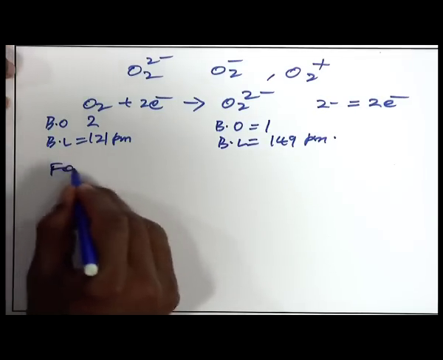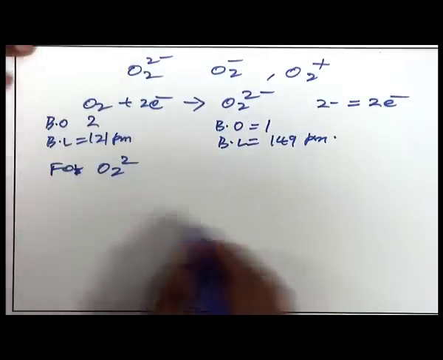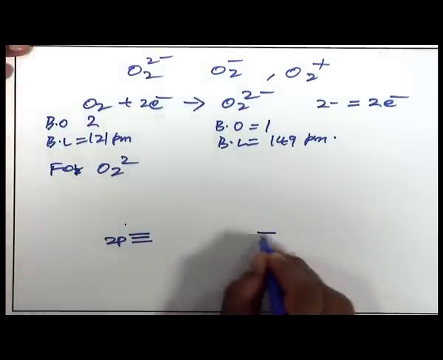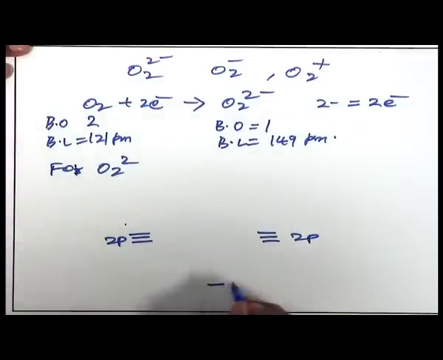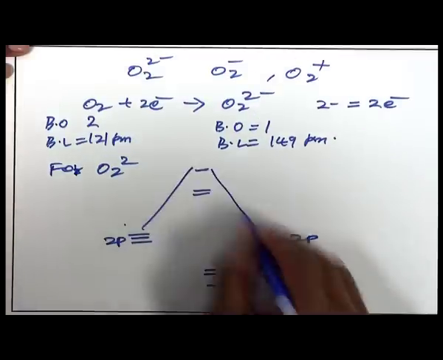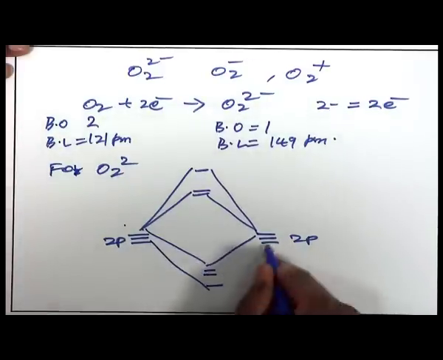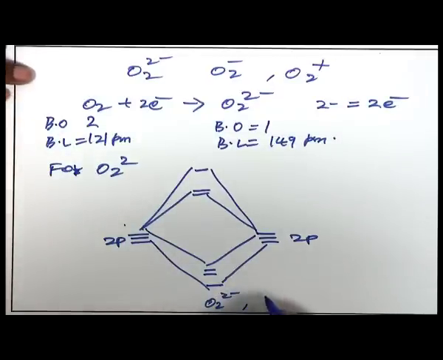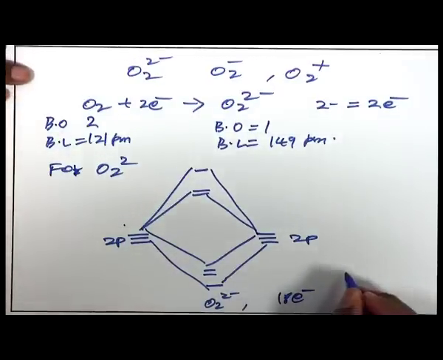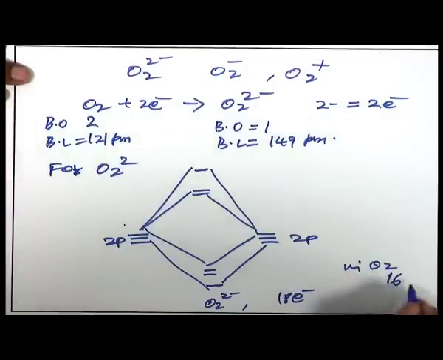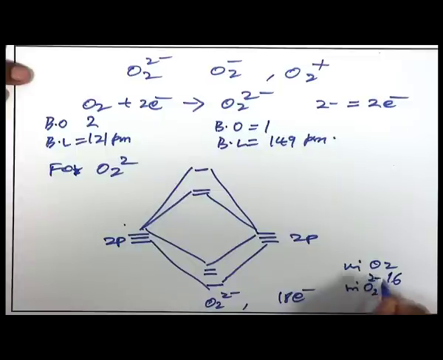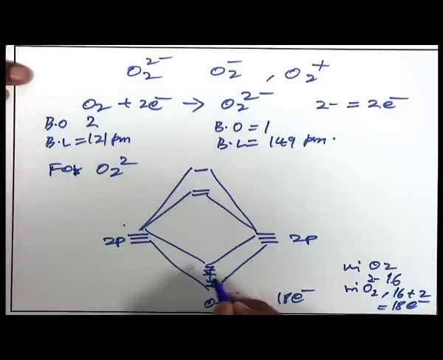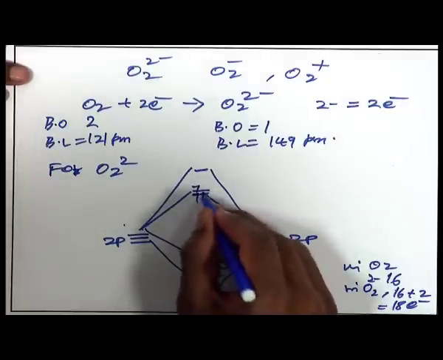When you calculate for O2 2 minus, I am drawing only the outermost molecular orbital configuration. So you have the 2p orbital, then you have a sigma orbital, then a pi orbital, a sigma orbital. O2 2 minus means here 2 more electrons. The number of electrons is 18, because in O2 the number of electrons is 16. So in O2 2 minus, 2 more electrons, so 16 plus 2 equals 18 electrons. That will go here, filled up in this way, and then here, and here.